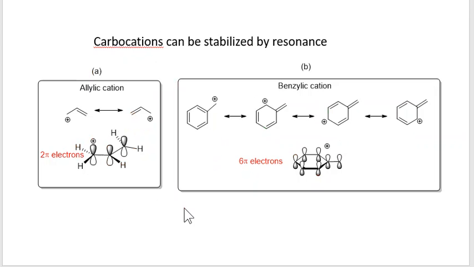Carbocations can also be stabilized by resonance. Here are a couple of examples for that. This is called an allylic carbocation, and that's when you have a positive charge adjacent to a double bond, or you could have a benzylic carbocation where a benzene group is next door. In all of those cases, you get really nice p orbital overlap. You can see that the p electrons, or pi electrons, can be shared and delocalized so that the positive charge is spread out.